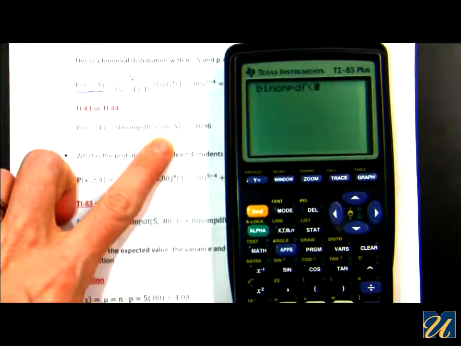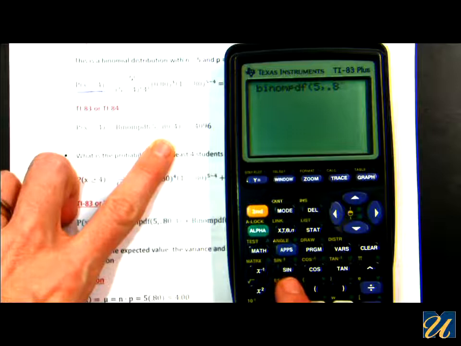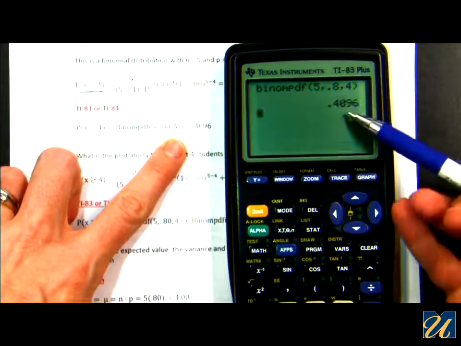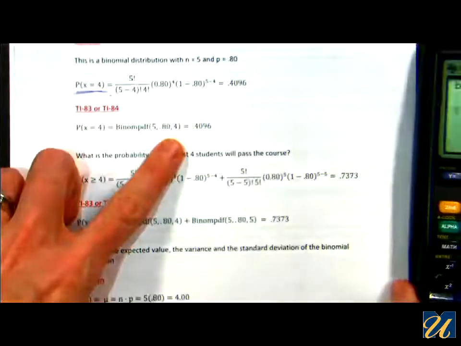You would do 5, comma, 0.8, comma, 4, close parentheses, enter, 0.4096, a lot faster.